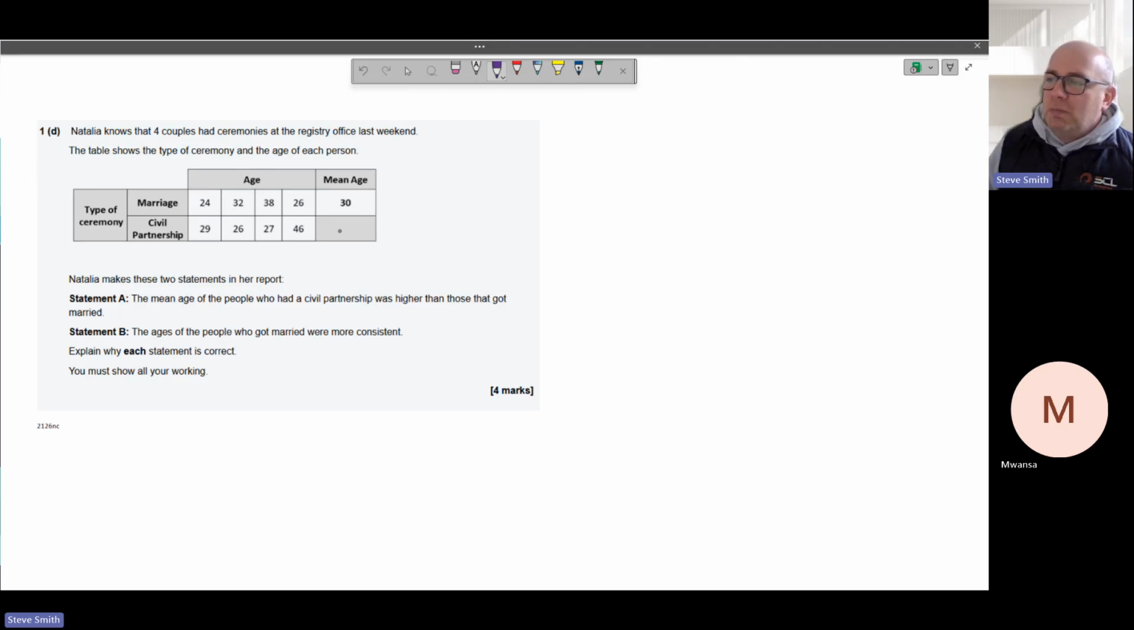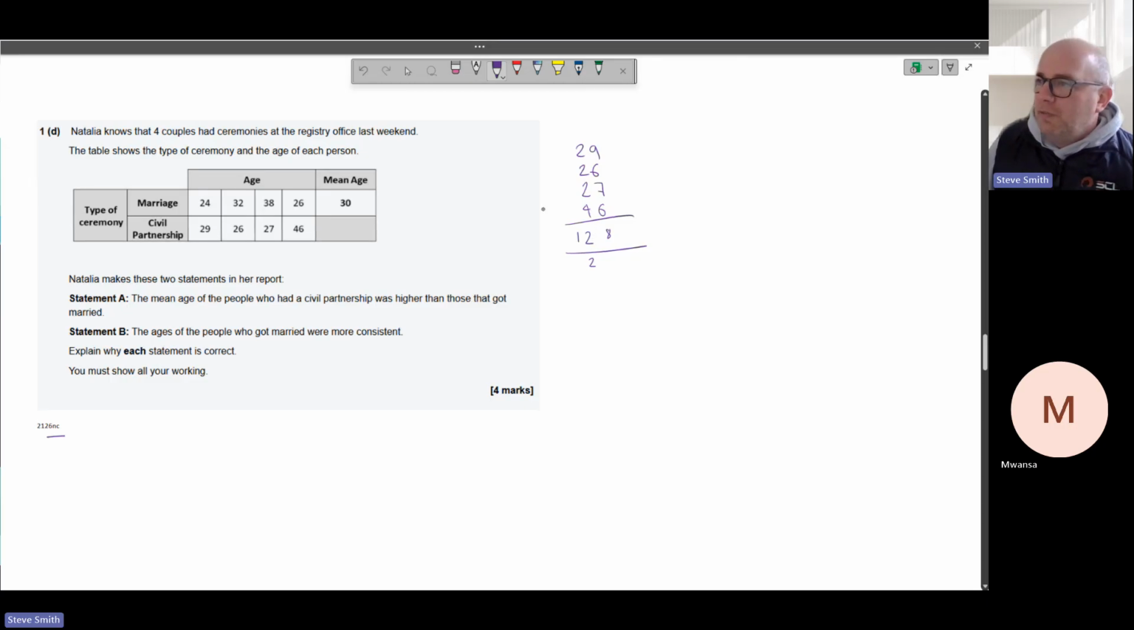We haven't got the mean, so we're going to add all those up. It's non-calculator. So we're going to go 29, add 26, add 27, add 46. So that's 15, add 7, that's 22, that's 28. So 28 for the first one, then 2, 6, 10, 12. So we've got 128 for that one.